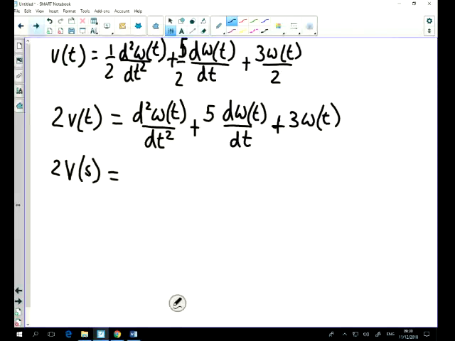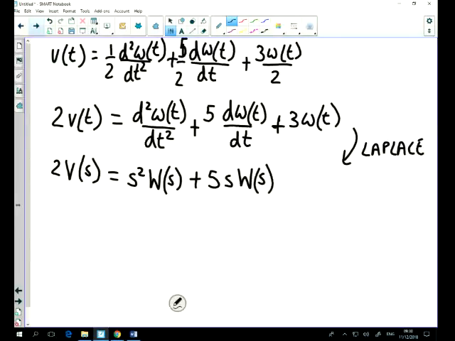So this is the Laplace transform. Okay, so constants don't change. This will get an S squared term in it because of the d2w over dt squared. So that becomes S squared W(s). That's got a first order derivative, so there's an S term in that one. And then the last one just transforms straight over.